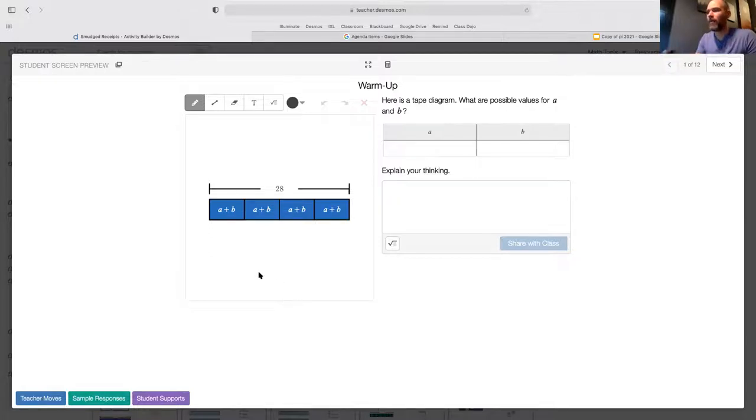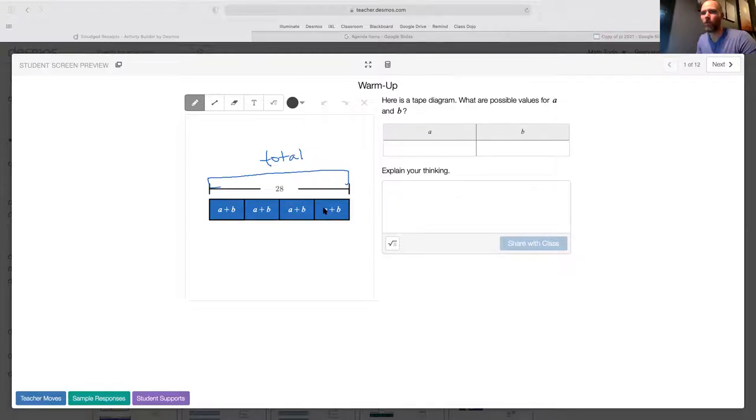So I see that I have this tape diagram here, and from here to here, it's supposed to represent some total, which is 28. And it looks like it's being broken up into four pieces, right?